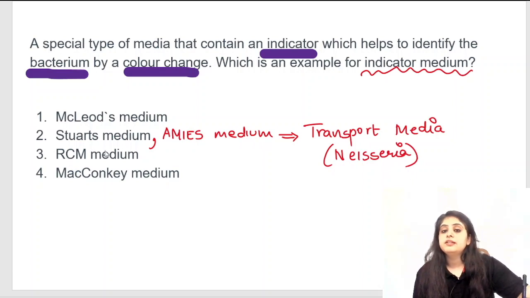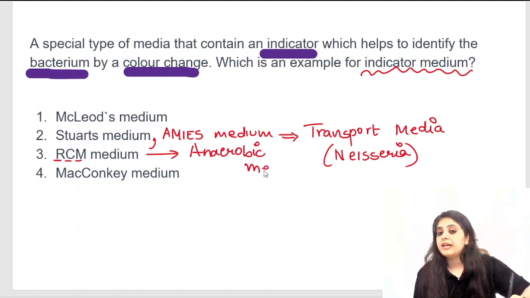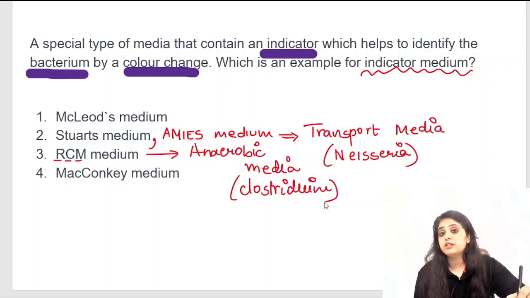Talking about RCM, Robertson's cooked meat broth. Robertson's cooked meat broth is an anaerobic bacteria media. Whenever you want to grow some anaerobic bacteria, you are going to use Robertson's cooked meat broth, and a very famous example for it is Clostridium tetani, Clostridium perfringens.